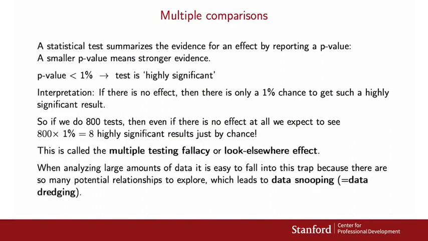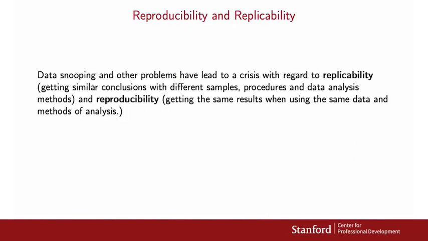With the large amounts of data that are available nowadays, it's very easy to fall into this trap. The reason is that there are just so many potential relationships one can look into that one sooner or later will run across a test which is significant just by chance. This behavior is called data snooping. One way people find out that data snooping was done is if they cannot replicate the study. Replicating means to get the same conclusion with slightly different samples, procedures, and data analysis methods.